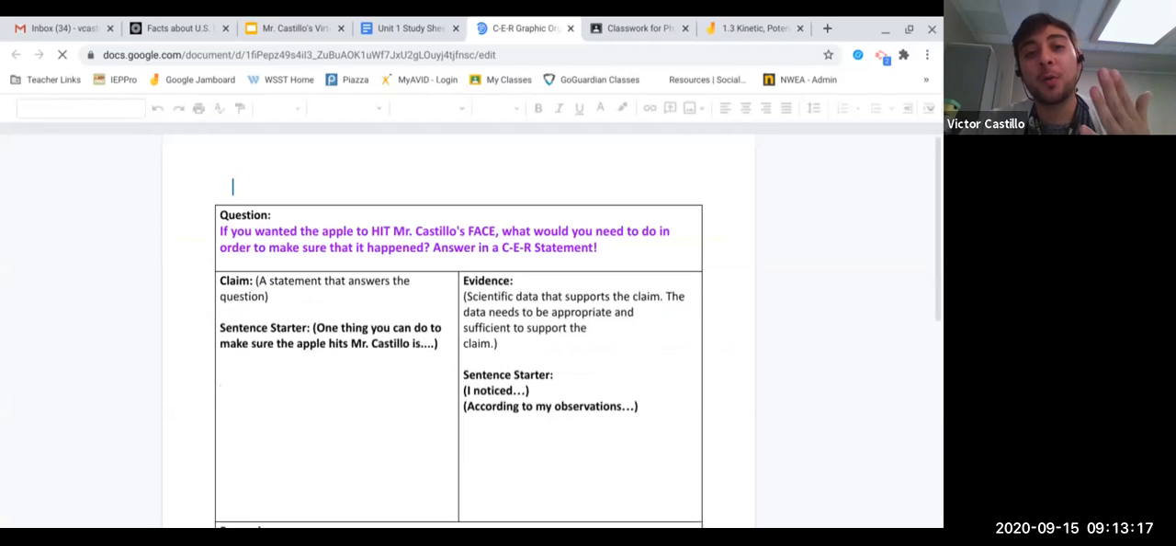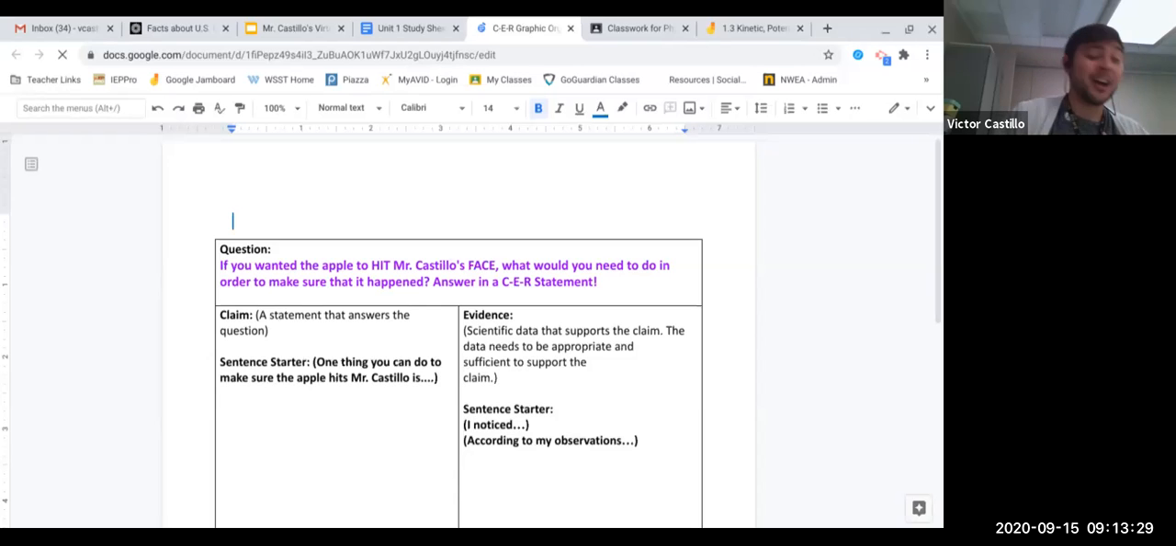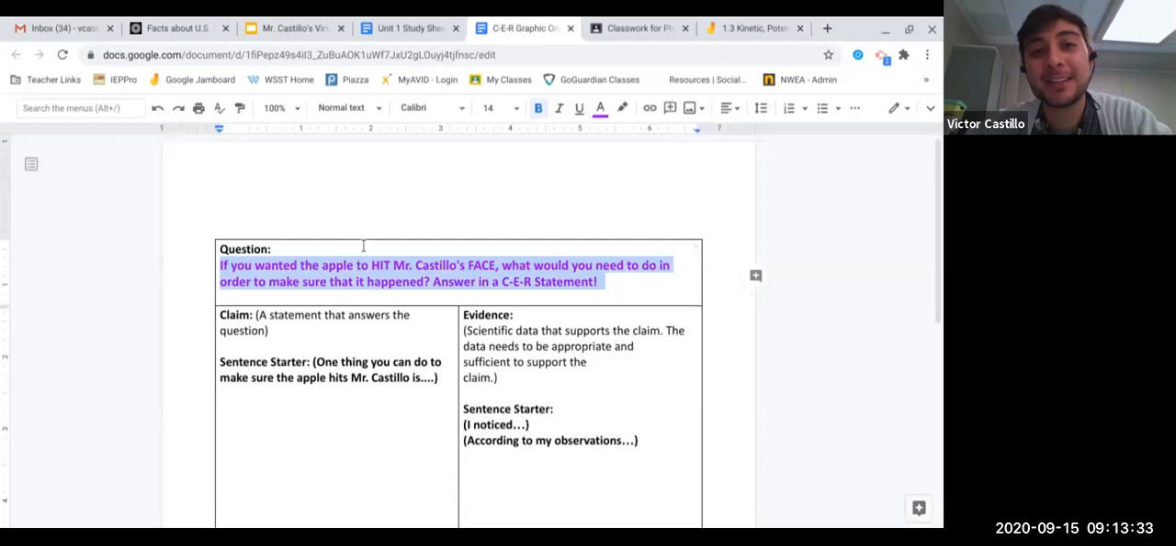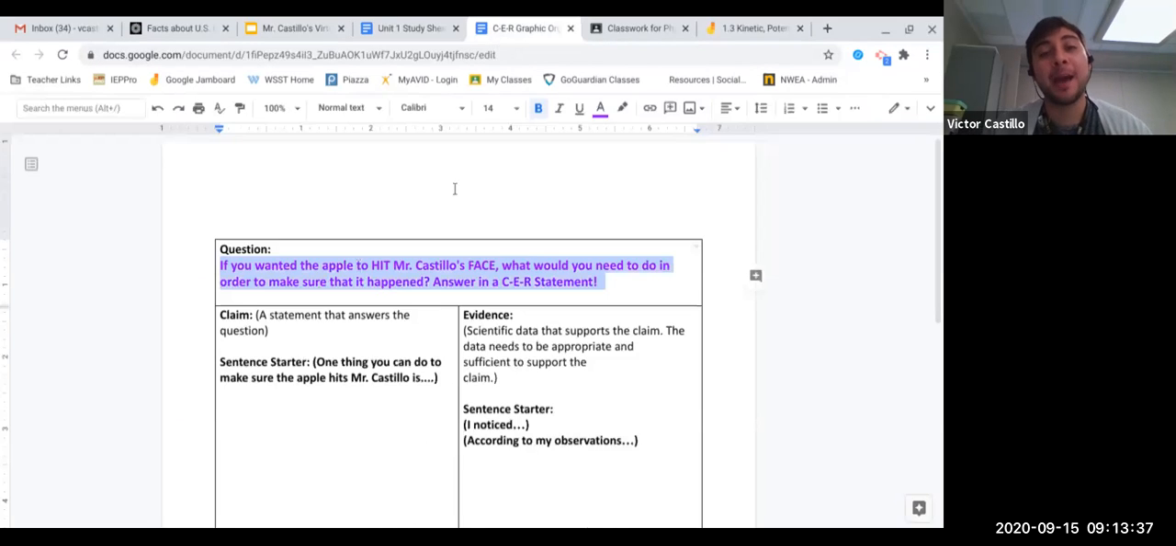So you already have the question. All you gotta do is just be able to answer it, right? So the question on the test is gonna be, if you wanted the apple to hit Mr. Castillo's face, what would you need to do in order to make sure that it happened? Now, this question is based off the lab demo, the apple on a stick lab demo on the Edpuzzle.